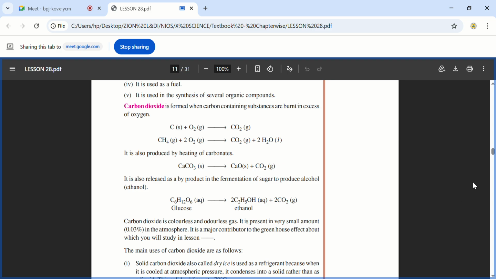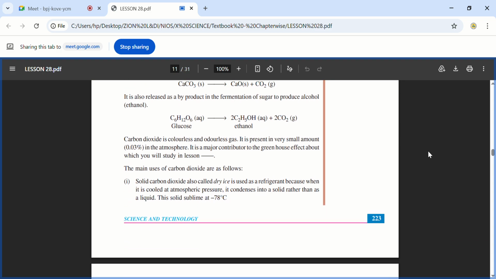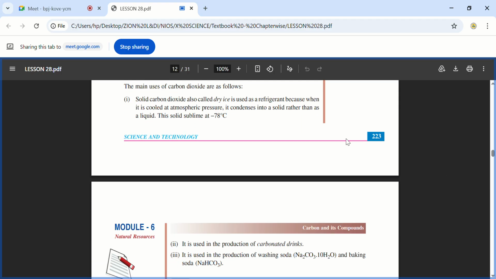Okay, now underline the properties. It is also colorless and odorless. It's present in the atmosphere at only 0.03%. Only because of 0.03% we are getting global warming, ozone layer depletion, all are happening. Okay, and next, let's see the uses. You could underline this, it is very important.